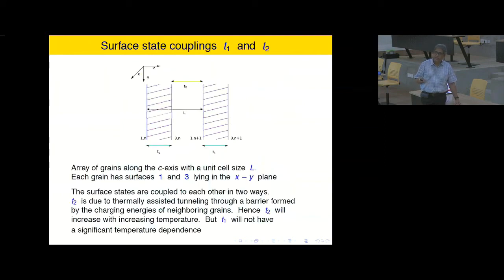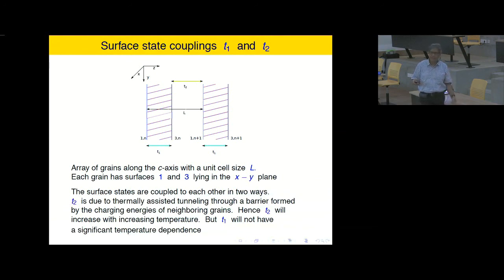Okay, so now let me just label these surfaces. Let's say this is the top surface of the entire system, this is the bottom surface, and there are all these grains. Let's call the top surfaces of each grain 1 and the bottom surface 3. Now this T2 is a coupling between two different grains. So this involves changing the number of electrons in the two grains.